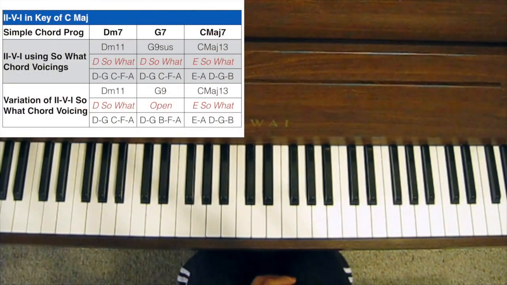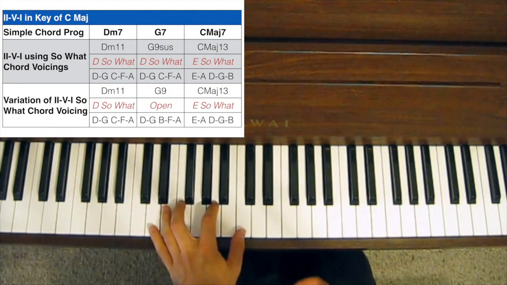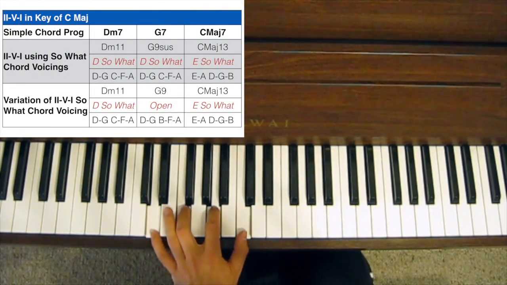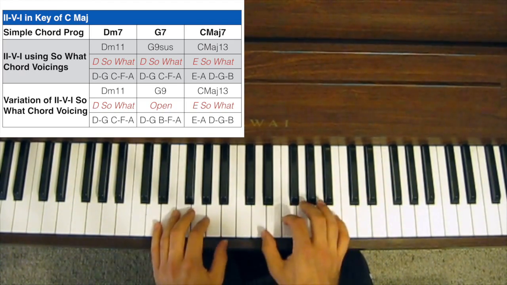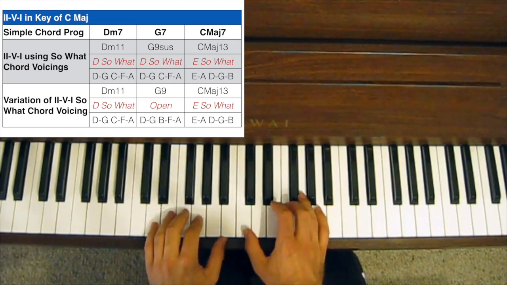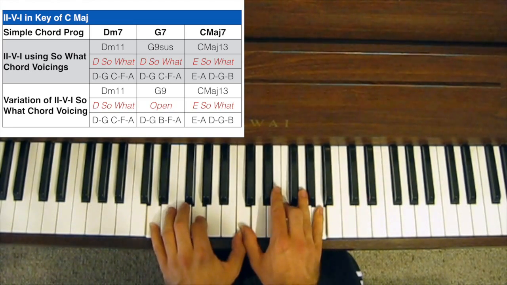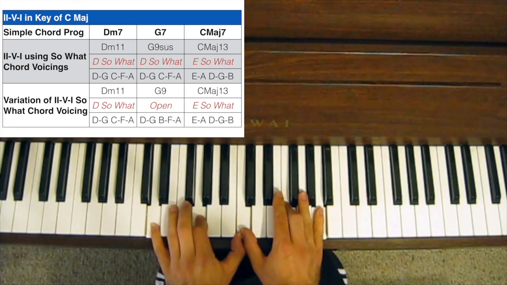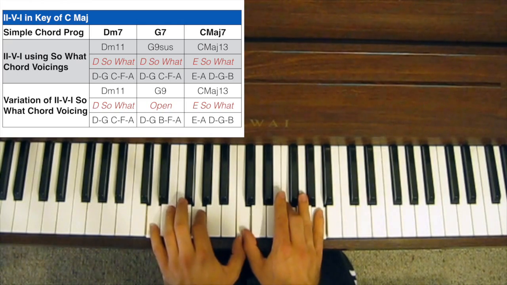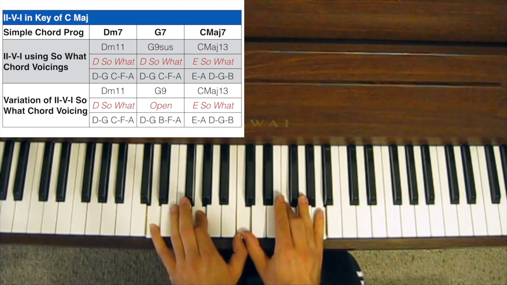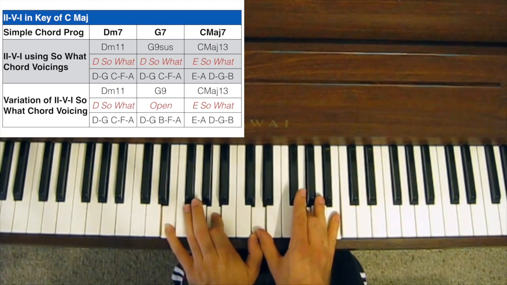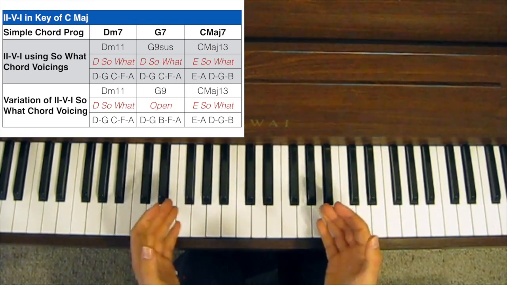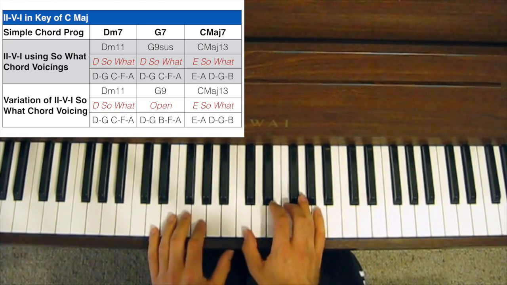For example, if you've got a 2-5-1 in the key of C major, so you would go D minor 7 to G7 to C major 7, you could do something like this. Play a D So What chord voicing over the D minor 7, then that exact same chord voicing as a G9 sus chord, which is a substitute for a G7 chord, and then up to an E So What chord voicing for your C major 7. So your 2-5-1 suddenly sounds like this.